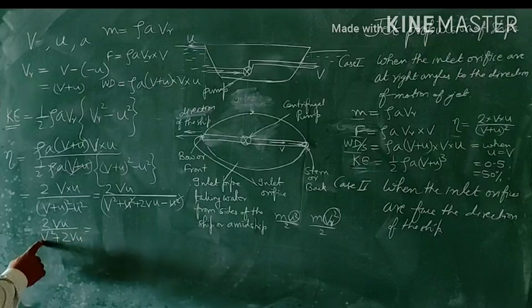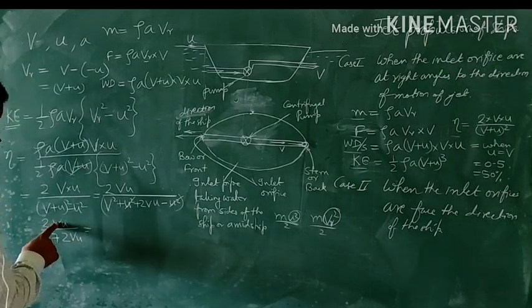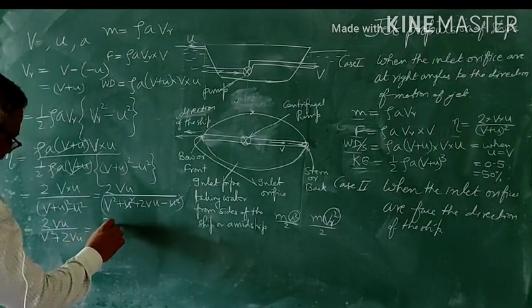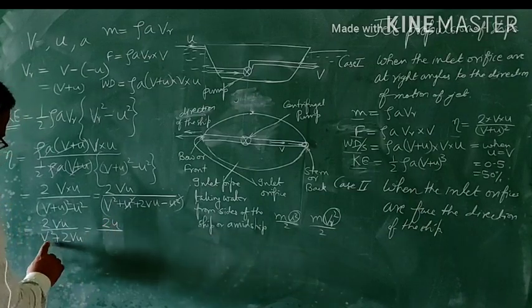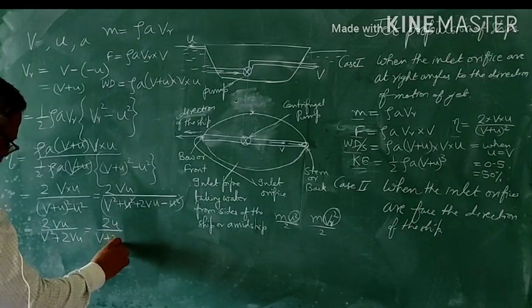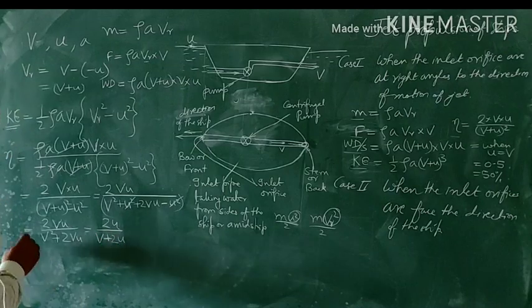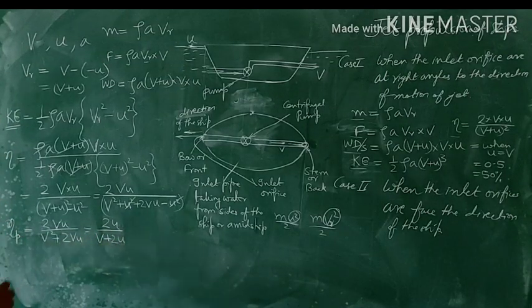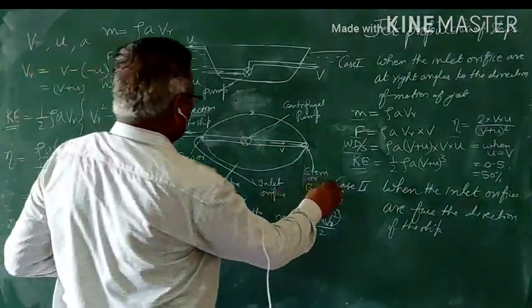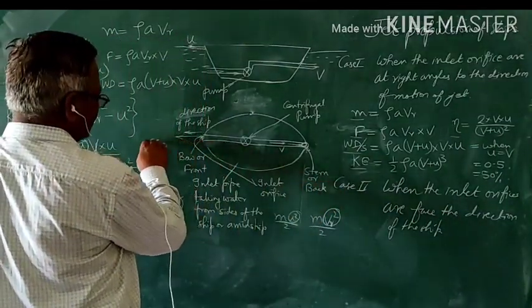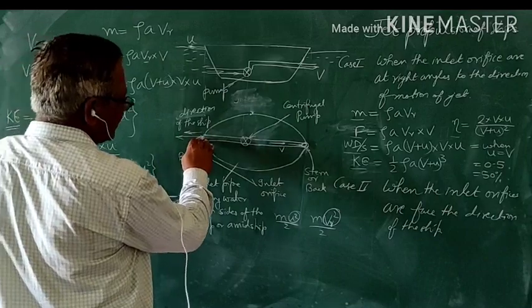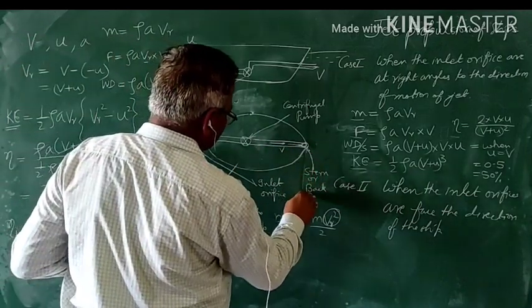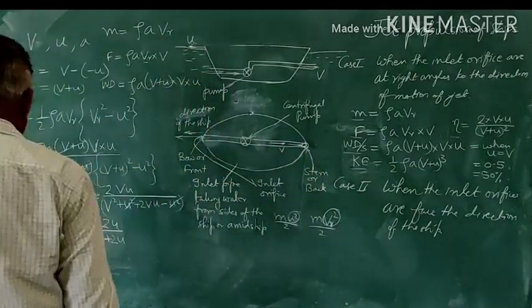If we take V common, it will cancel out, so we will be left with 2U upon V plus 2U. That is the efficiency formula we will get in case 2, when we are taking the water from the front end, or the bow end, and leaving it at the back end, or the stern end.